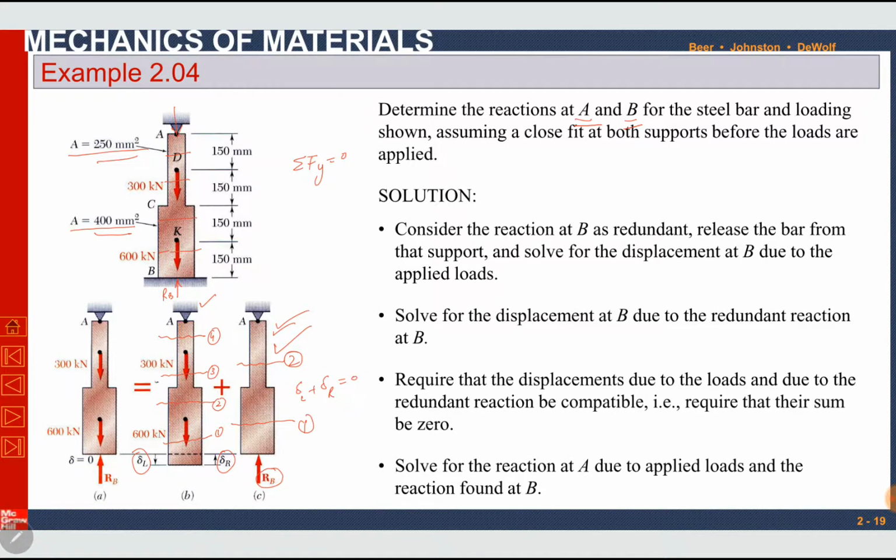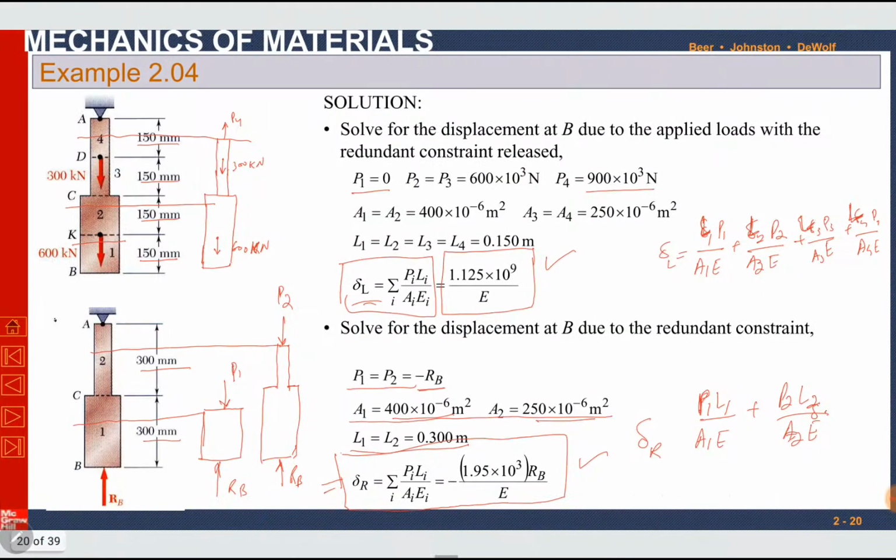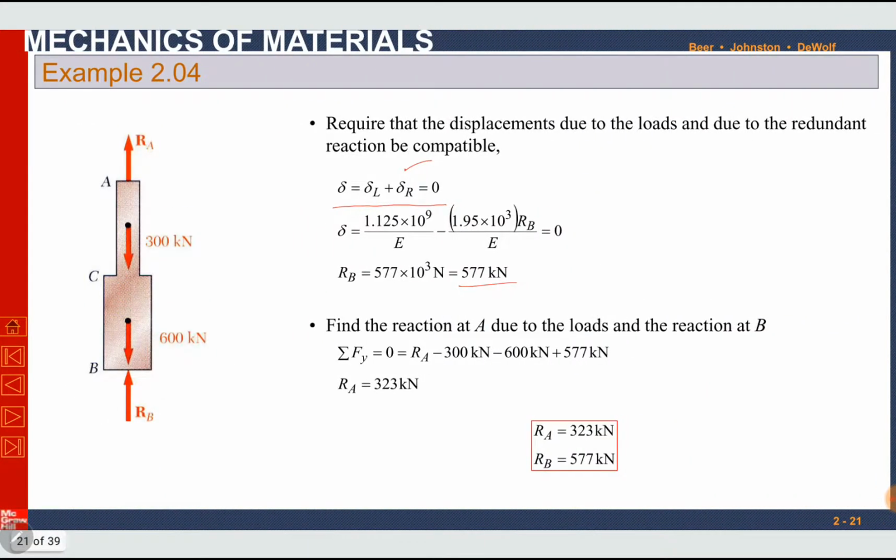It was a statically indeterminate problem, so we couldn't use equations of equilibrium in the beginning. Now we know RB, only RA is unknown. So this one unknown can be found using equations of equilibrium. RB is known now. It is 577 kilonewton. So summation of forces in vertical direction is equal to 0. Only RA is unknown, which can be found, which is 323 kilonewtons.